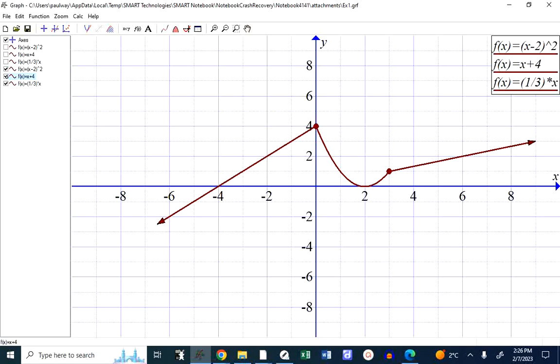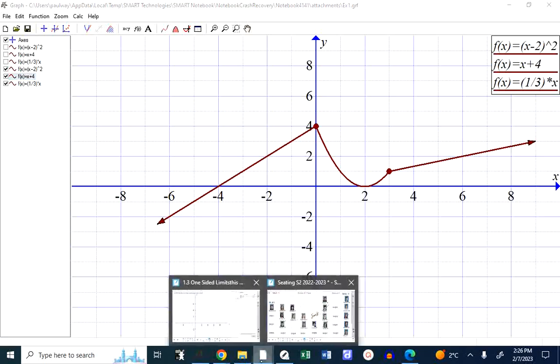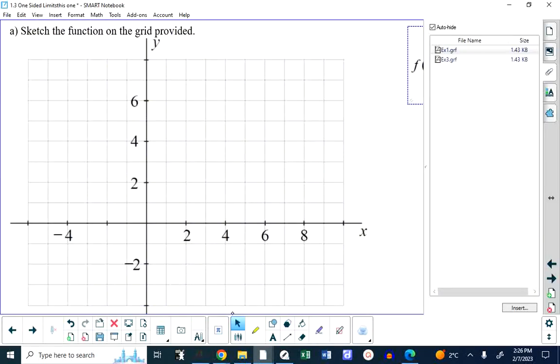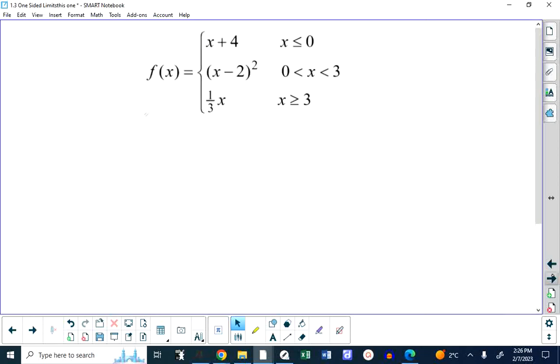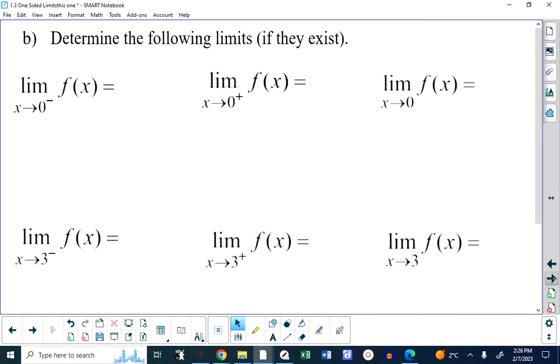There's a way to get your calculator to piece this all together, and I might show that to you later. So let's go back now and let's start talking about limits. I'm not going to draw this. You've already drawn it. I'm going to be referring to that graph.